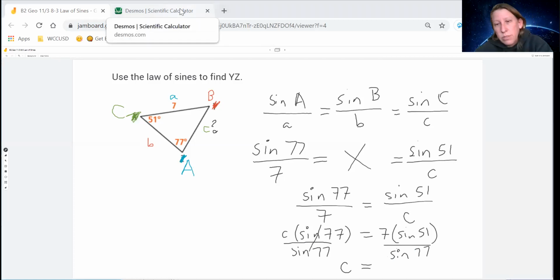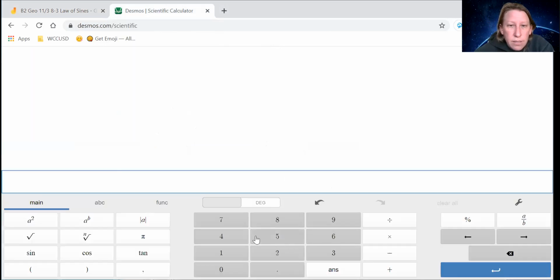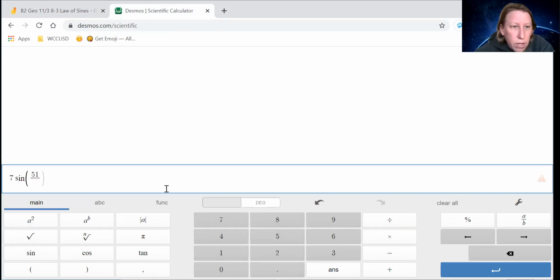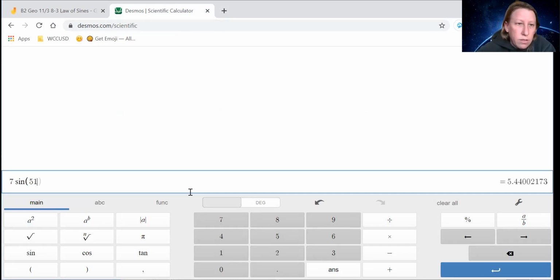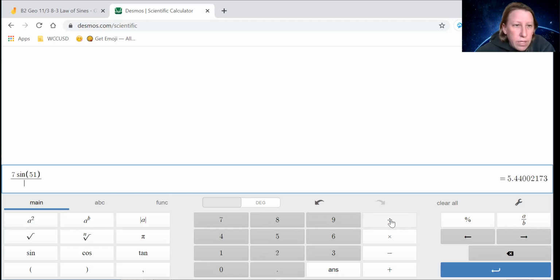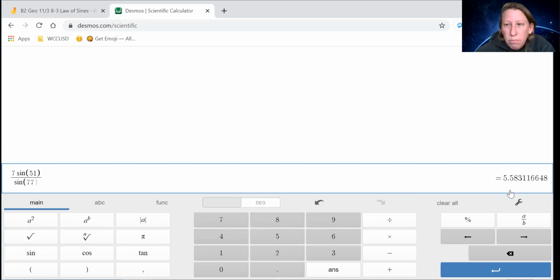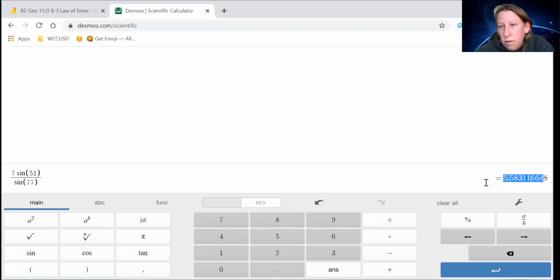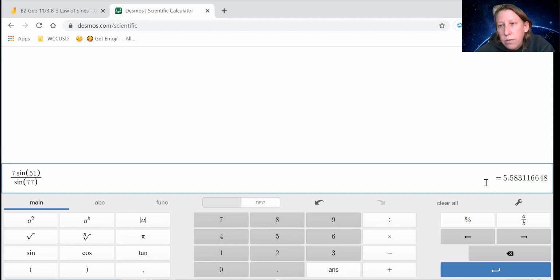Let's do 7 times the sine of 51 divided by the sine of 77. 7 times the sine of 51, all of that divided by, oh boy, that's not what I want. I want all of that divided by the sine of 77. Boom, answer, 5.58. Maybe I'll round that to 5.58.